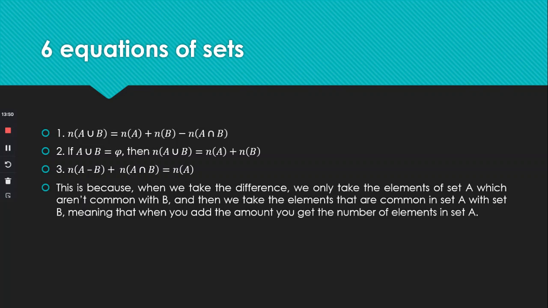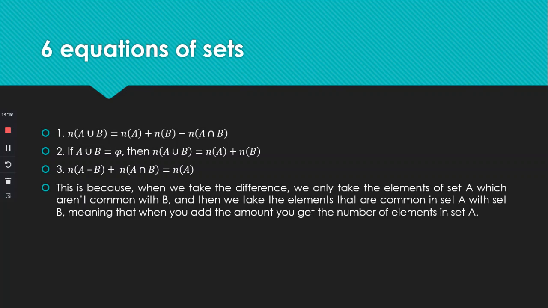Okay, we're going to go for equation 1 here. The n is a number. If you haven't seen it in the first episode, you can go and look at it. n normally means the number. So the number of elements in A union B is equal to the number of elements in A plus the number of elements in B minus the number of elements in A intersection B.